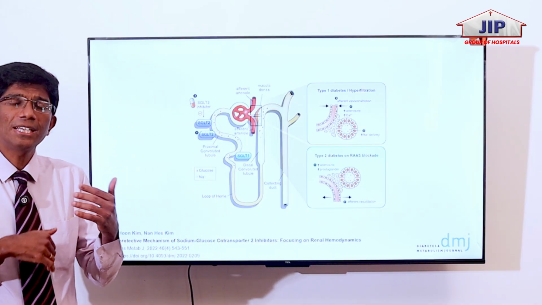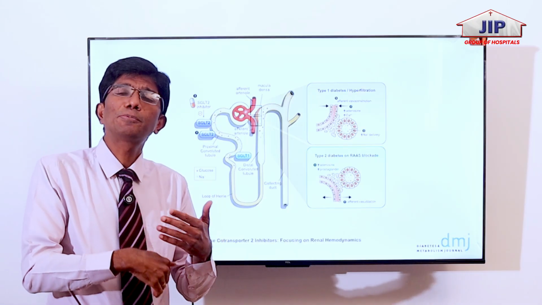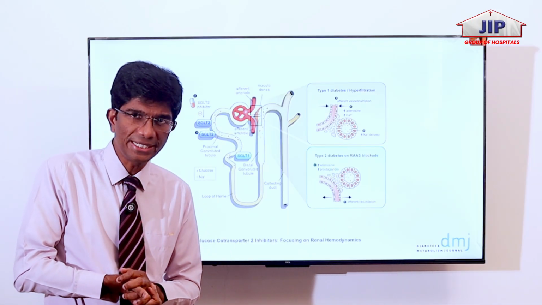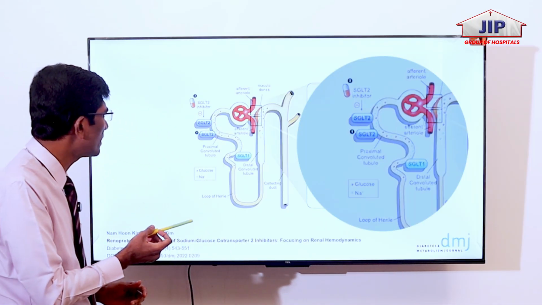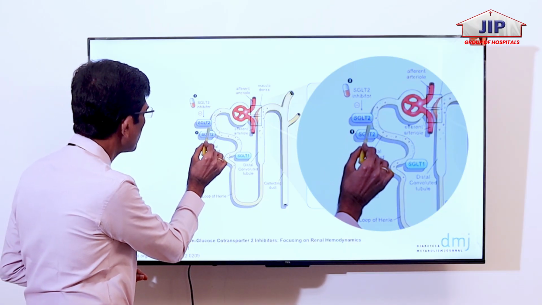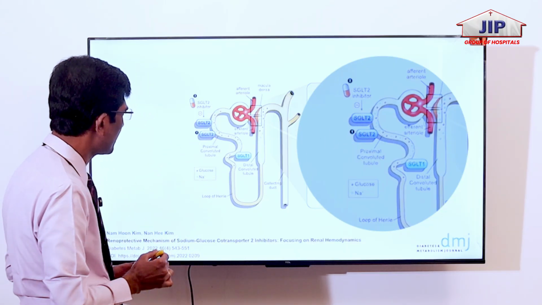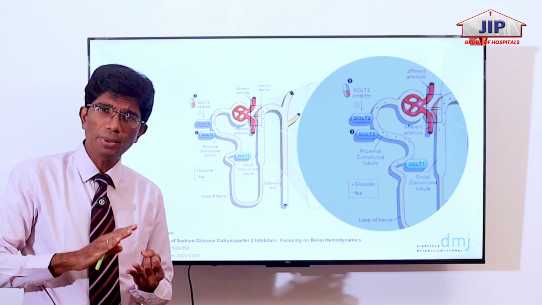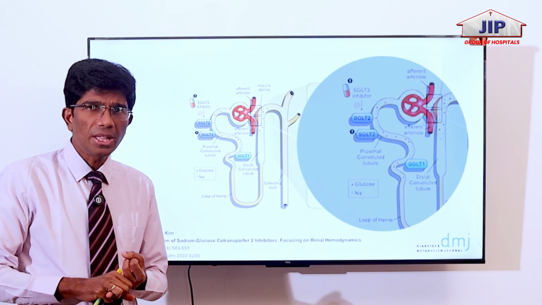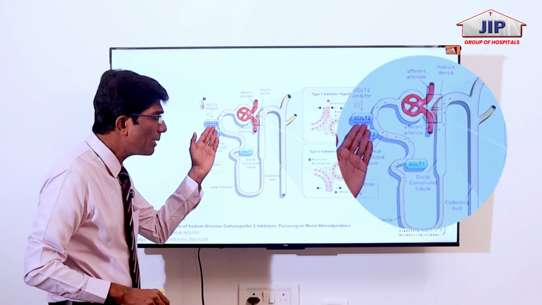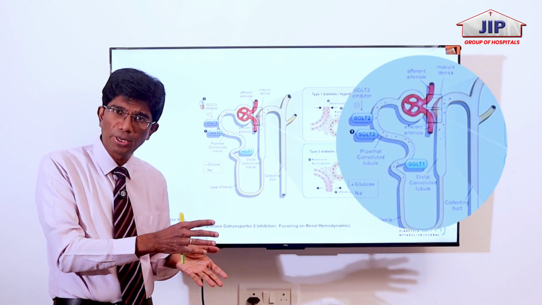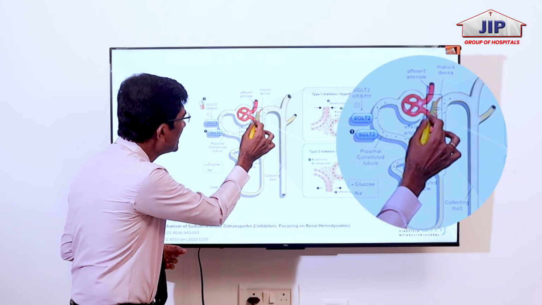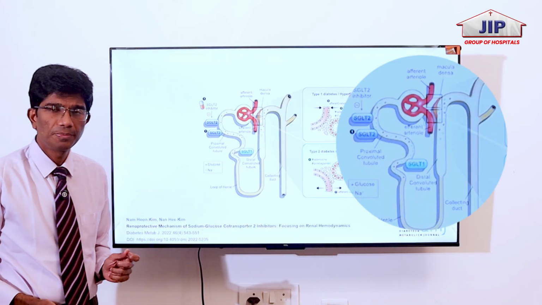Now, how does an SGLT2 inhibitor help in reducing albuminuria and retard the progression of chronic kidney disease? As I told you earlier, when the SGLT2 transport protein is inhibited with the drug, what happens? There is abnormal excretion of water and abnormal excretion of sodium. When sodium is not absorbed from the proximal tubule, what happens? More and more sodium is delivered to the distal tubule.